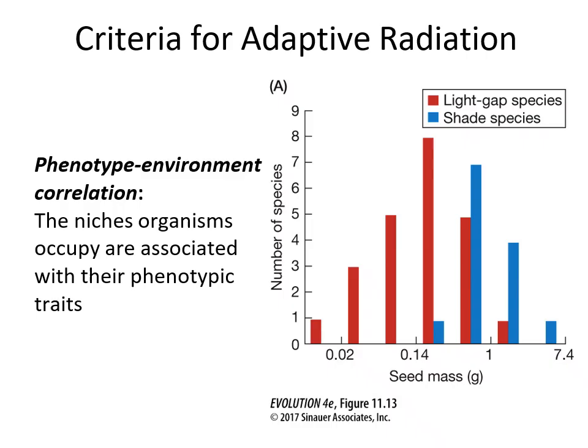We also need to think about what the traits are and what's being selected for. Whatever niche the organism is occupying, the phenotypes are going to be associated with that. So we have to have distinct phenotypes associated with that environment. In this case, we might say we have different seed mass as a trait, and different seed mass might be found in a shade-adapted species versus a light-adapted species.